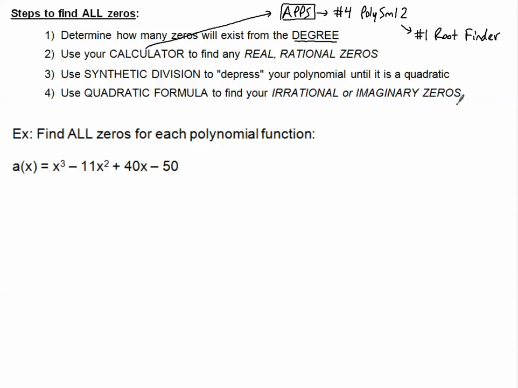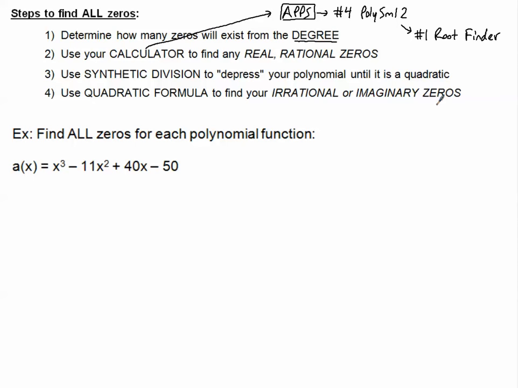Once we have those, we're going to use synthetic division to depress our polynomial until it's down to a quadratic. Because once we have a quadratic, we can use quadratic formula to find any irrational or imaginary zeros.